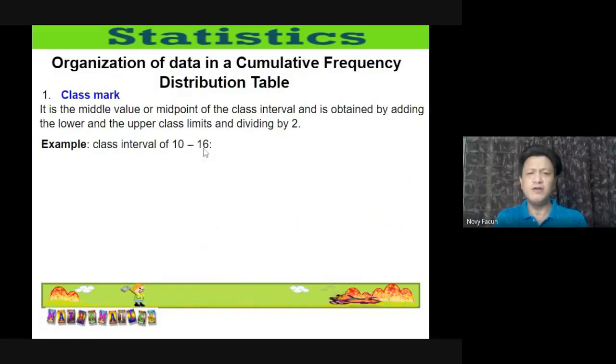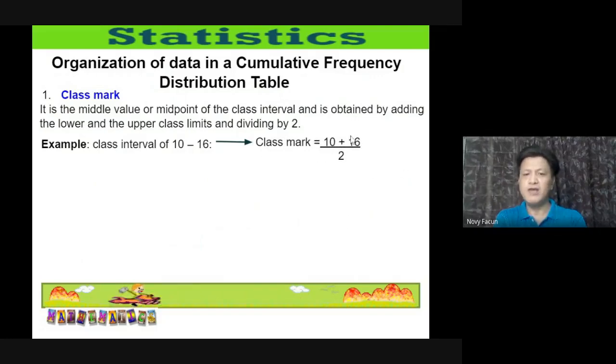Okay, another example natin, by the way. So class interval we have, okay, 10 to 16. I-add lang natin yan, di ba? So 10 plus 16, divide by 2. Kaya di ba 26 yan pag in-add ko. Divide by 2, that is 13. Pwede mo ilista, di ba? 10, 11, 12, 13, 14, 15, 16. Ano ngayon yung nasa gitna? That is 13.